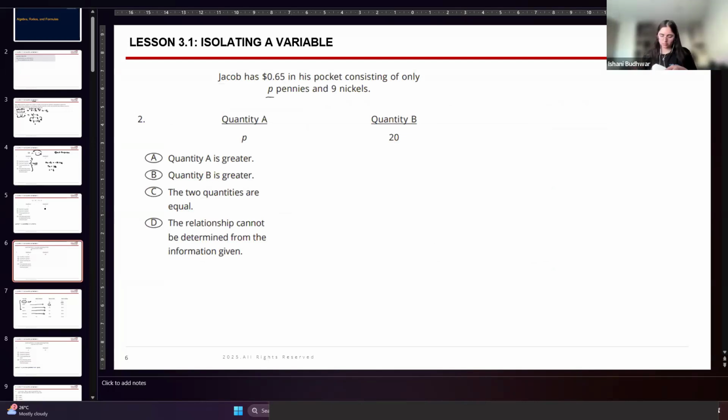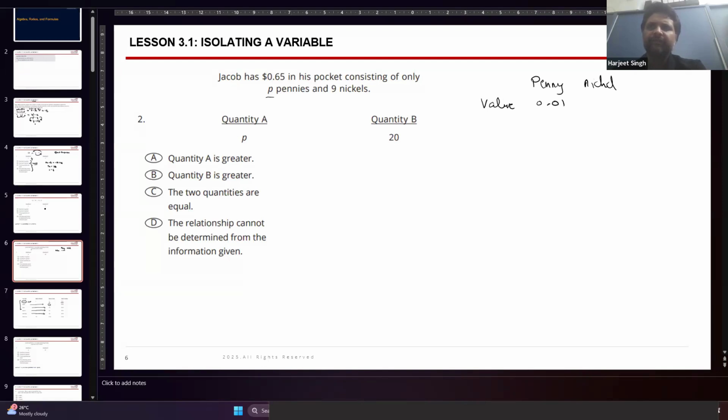So Jacob has 0.65 in his pocket consisting of P pennies and 9 nickels. C.